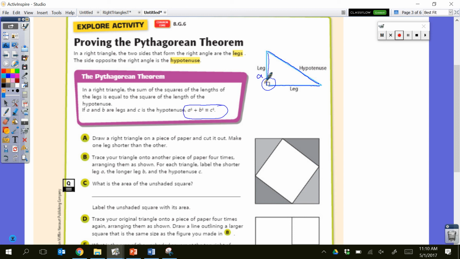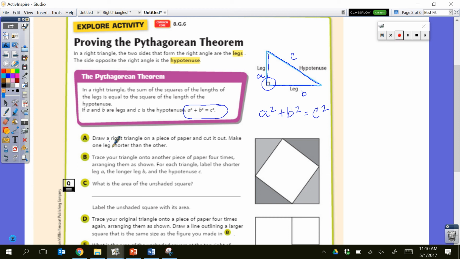So that's saying we have A, B, and C, and so we take A squared plus B squared equals C squared. So the length of A squared plus the length of B squared equals the length of C squared. And so we can solve for any missing length given that we have two of these measurements.